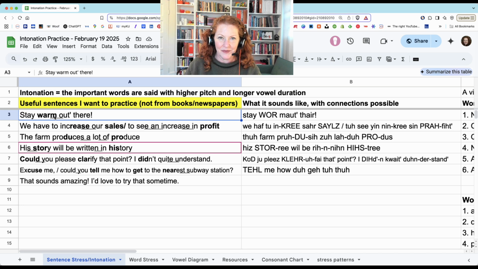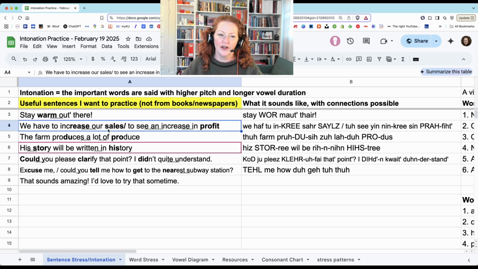Meeting for intonation practice on February 19th, and we started with "Stay warm out there." Stay warm out there. War. So this "war" sounds like "or," war, and then the M will connect to "out." Warm out there. Stay warm out there.